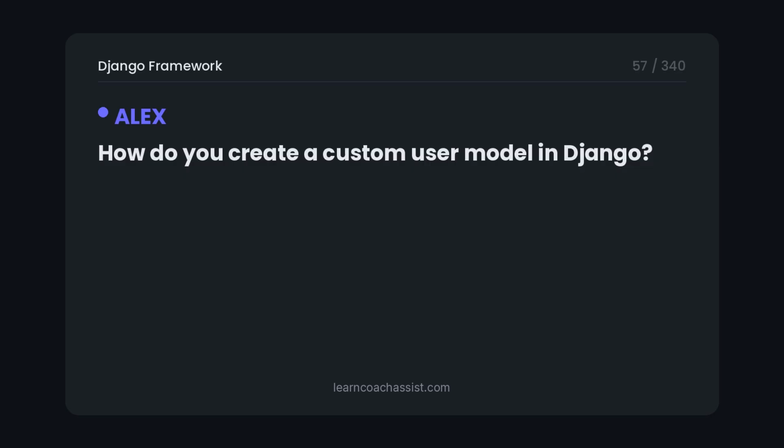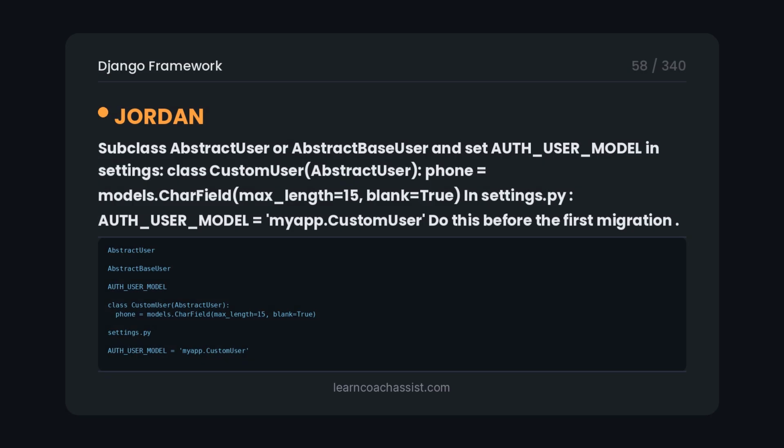How do you create a custom user model in Django? Subclass AbstractUser or AbstractBaseUser and set AUTH_USER_MODEL in settings. class CustomUser(AbstractUser): phone = models.CharField(max_length=15, blank=True). In settings.py, AUTH_USER_MODEL = 'myapp.CustomUser'. Do this before the first migration.